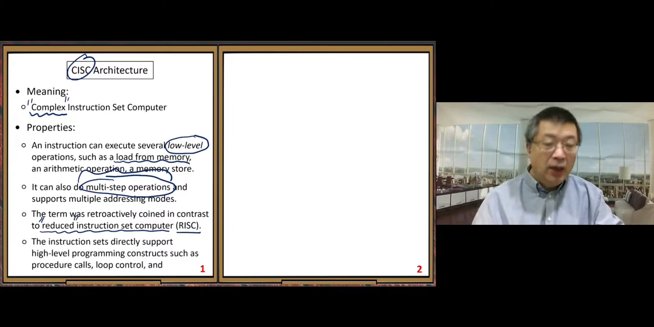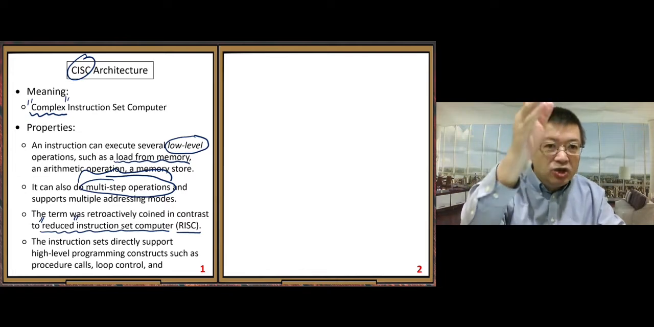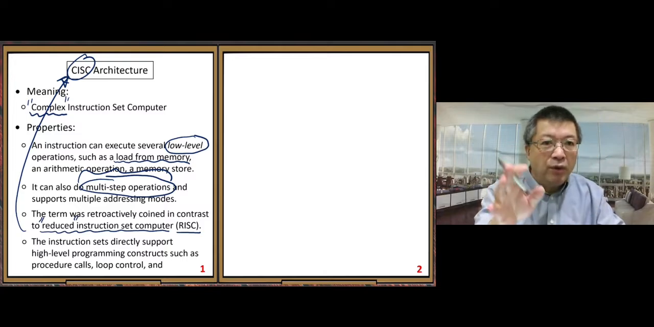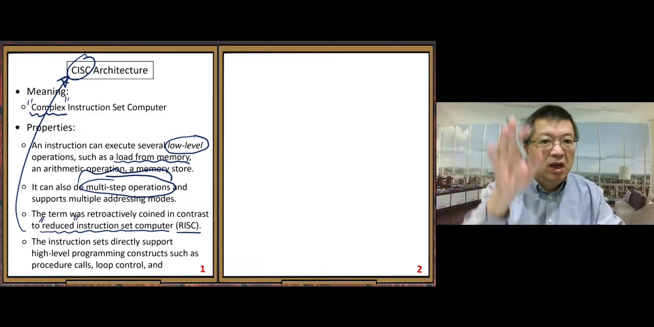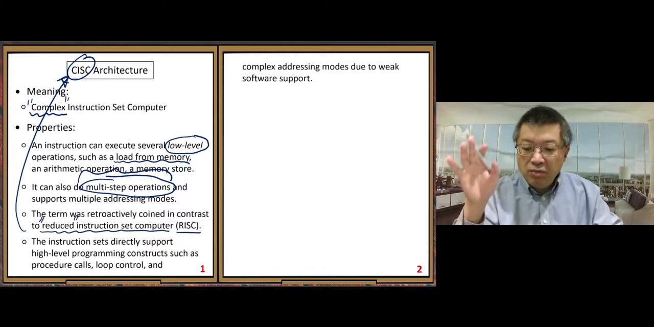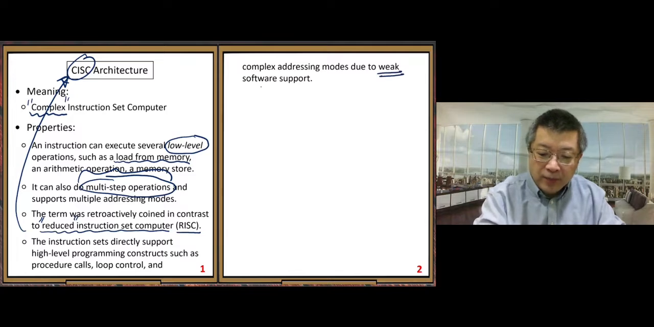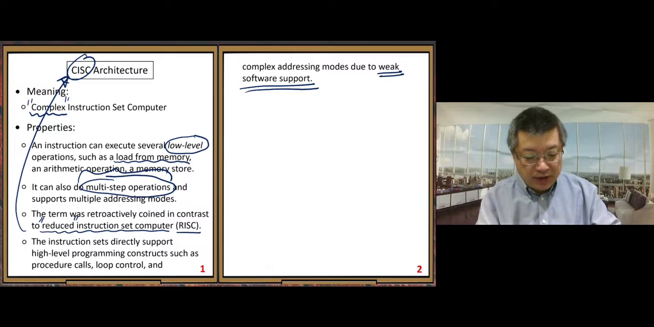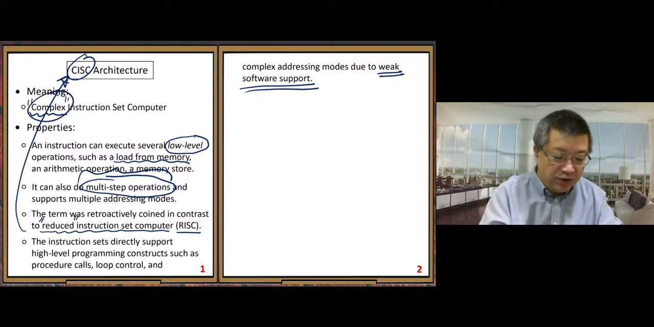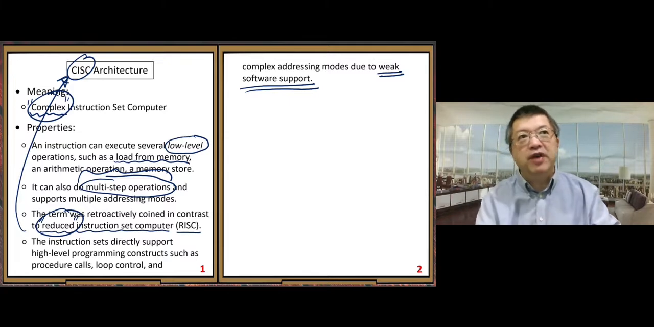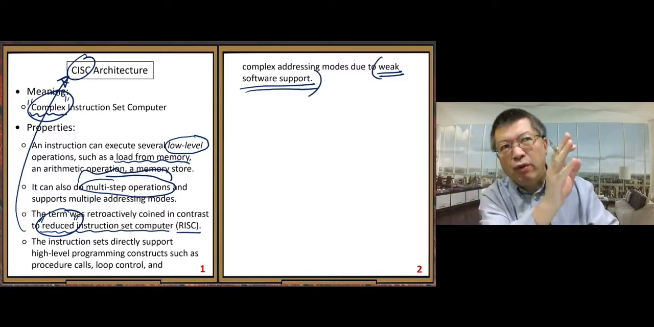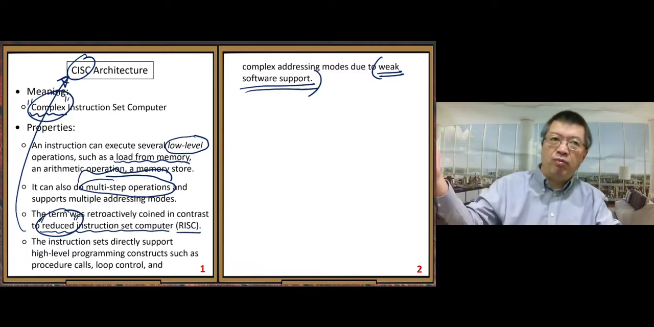All right. The instruction sets of the CISC type directly support high-level programming constructs, such as procedure call, loop control, and complex addressing modes, due to weak software support. The last sentence is important. It probably gives you the reason for complex versus reduced here. Why is that? The reason is very simple: weak software support. At that time, the software support was very weak. What kind of software support? Compiler.